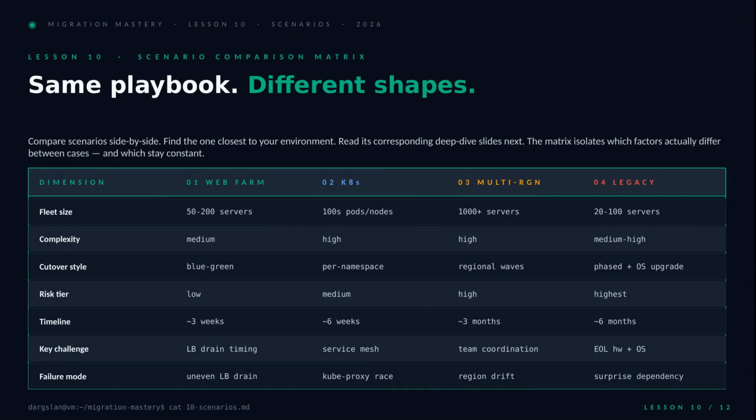Before we go deep on any one scenario, scan this matrix and find the row pattern closest to your reality. Notice what changes. Fleet size jumps from 20 boxes to 1,000, timelines stretch from 3 weeks to 6 months, and the failure modes are completely different animals. Uneven LB drain versus a kube-proxy race versus region drift versus some surprise dependency hiding in EOL hardware. What doesn't change is the playbook underneath. Same 8 stages, just weighted differently depending on which column you live in.